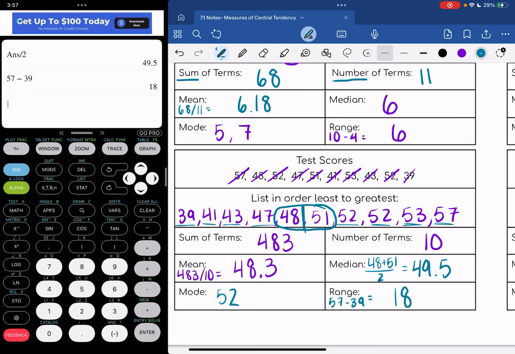Awesome. Those are your 7.1 notes. You guys can go ahead and get started working on your 7.1 activity and assignment.